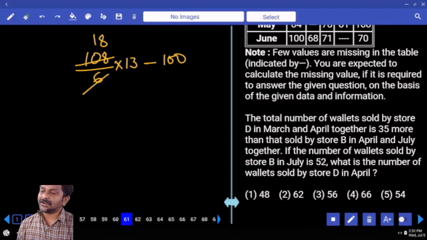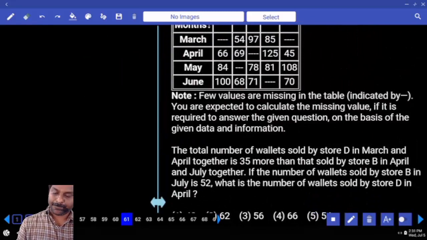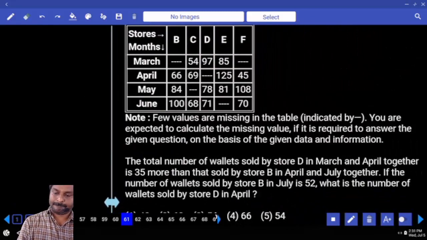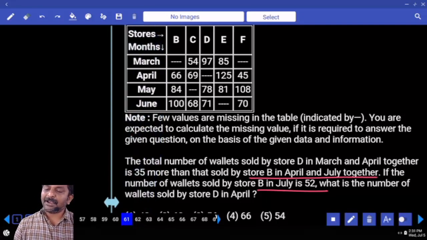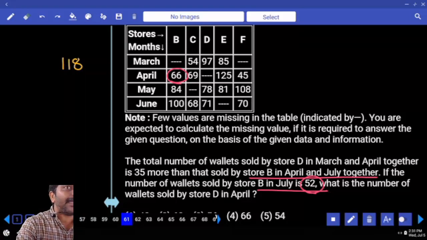The total number of wallets sold by store D in March and April together is 35 more than that sold by B in April and July together. The number of wallets sold by B in July is 52. What is the number of wallets sold by D in April? Okay, now let's see here. B in July 52 they said, right? B in April and July. B in April, how much we have? 66 and July 52, both together 118. This is regarding B, right?